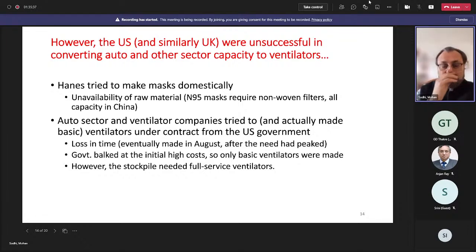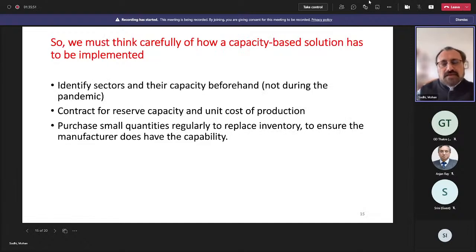The stockpile actually should have had full service ventilators, which can be used by any hospital, whether for children or adults, but the basic ventilators are not very good. So the thing we have to think about is that if we are going to create this reserve capacity or backup capacity, we have to do it beforehand, not during a pandemic. I remember the government in the UK saying, come on, whoever can make it, please send us your idea. It can't be done afterwards because there's a pandemic raging.